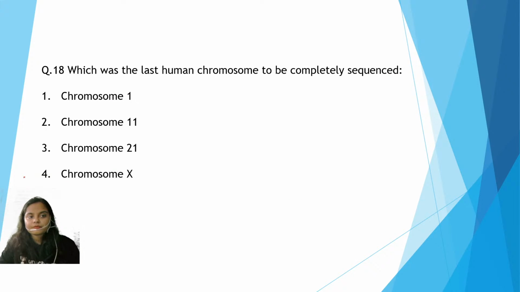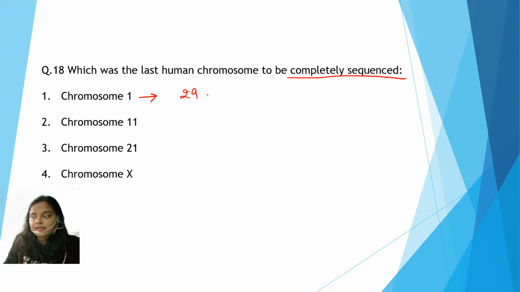Moving ahead, question number 18. Which was the last human chromosome to be completely sequenced? And I think you already know the answer. I have already told you that chromosome 1 is the chromosome with the maximum number of genes. Approximately 2968 genes are present on this chromosome, and this particular chromosome was the last to be sequenced, around May 2006, right? So the right answer is option number 1.